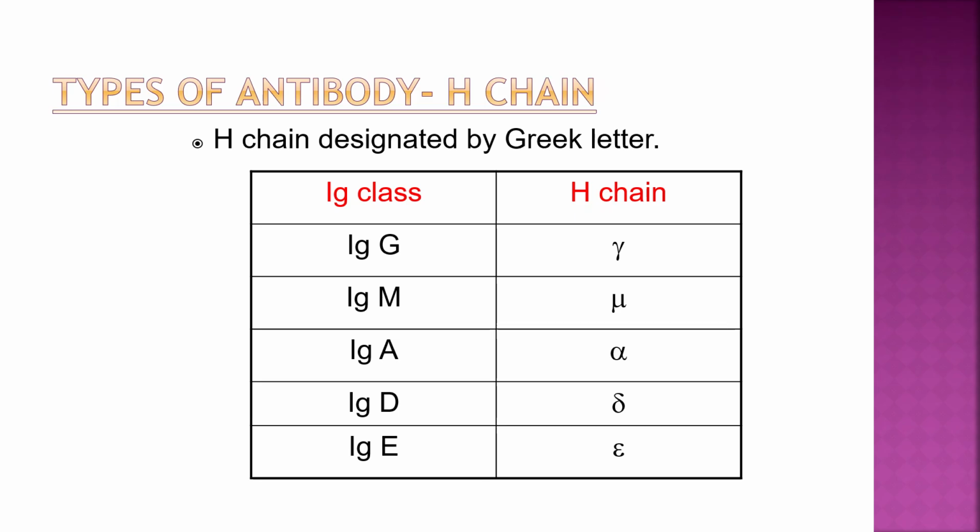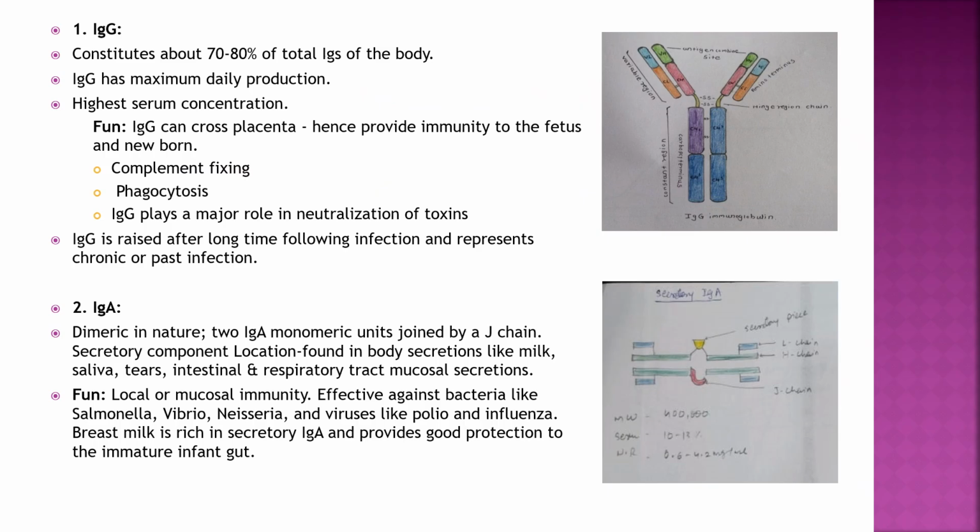So now first is IgG, the H chain is gamma; IgM, the H chain is mu; then IgA, the H chain is alpha; IgD, H chain is delta; IgE, H chain is epsilon. First immunoglobulin is IgG, which constitutes about 70 to 80% of total immunoglobulins of the body. It has maximum daily production and highest serum concentration.